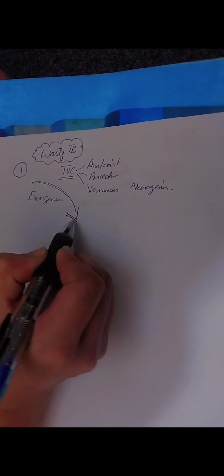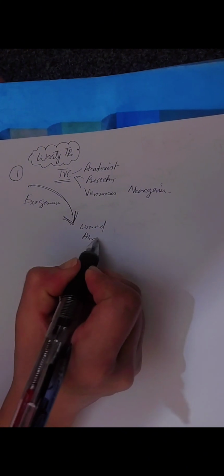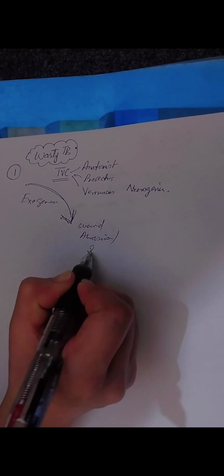The topic is warty tuberculosis. It is also known as TVC, which is tuberculosis verrucosa cutis. The other names for this are anatomist's wart, or prosector's wart, or the third name, verruca necrogenica. Now, a very important thing is it always occurs by the exogenous route. So something is coming from the outside, an outside exposure in the wound. So any abrasion or injury is very important for this to occur.